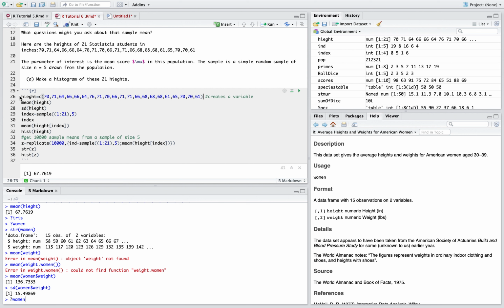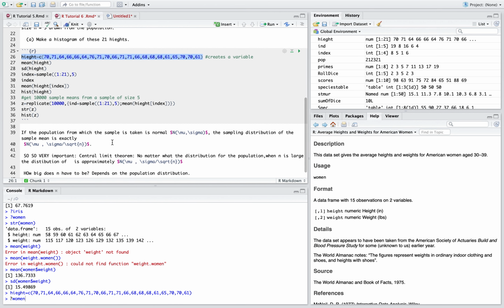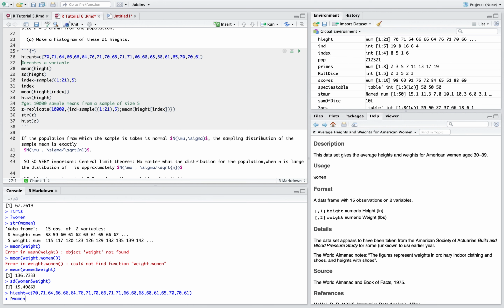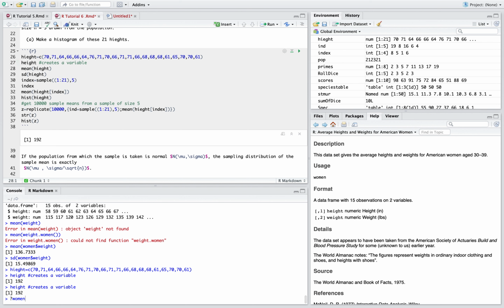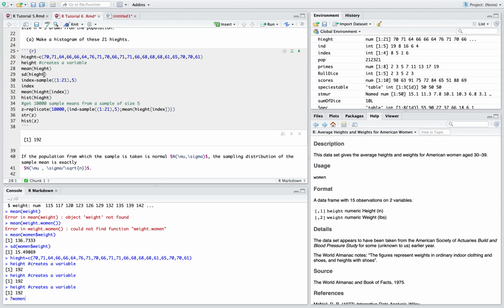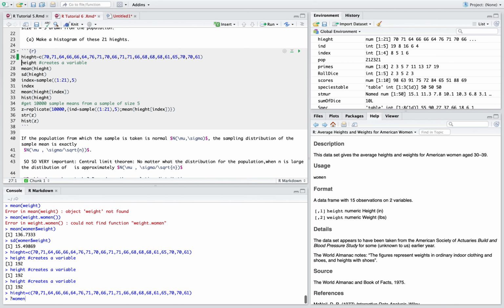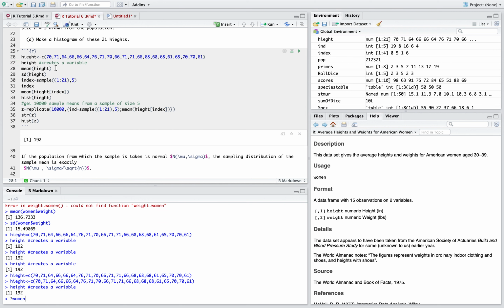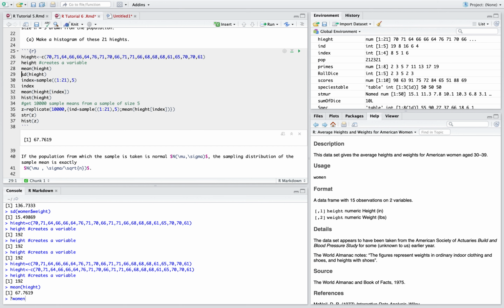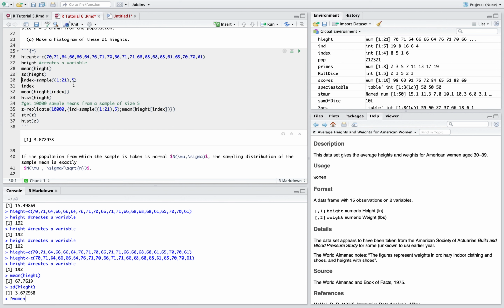So here I have height equals c. This is how I define a data set. This is what creates our variable. If I run this, I can now see that I do have height. Okay. Well, I can take the mean of my heights. I can take the standard deviation of my heights.